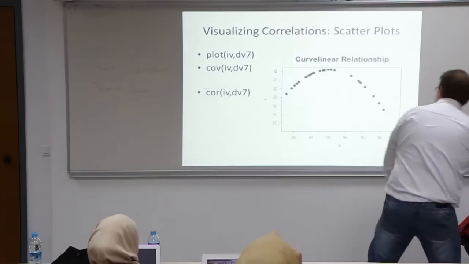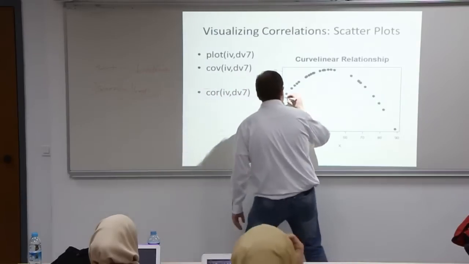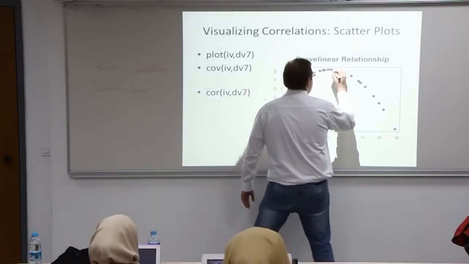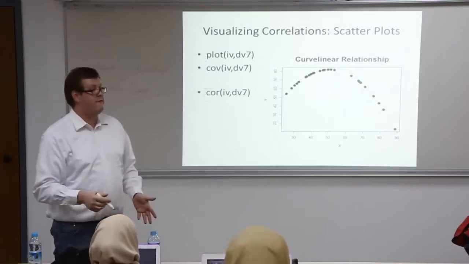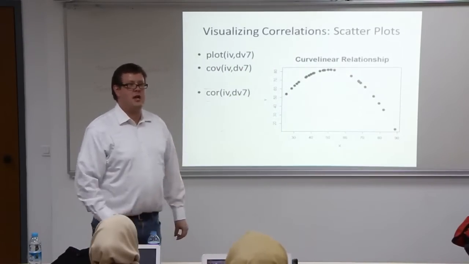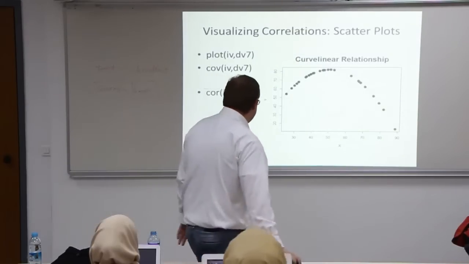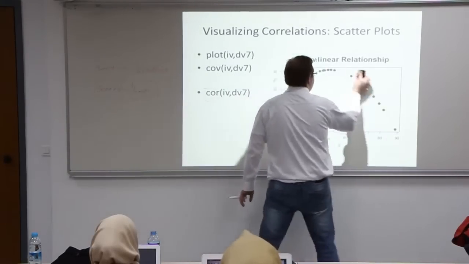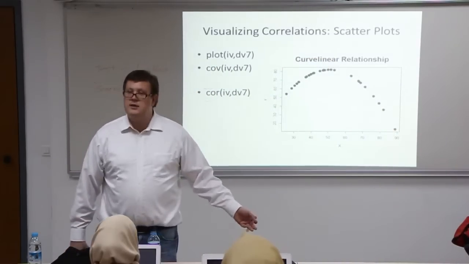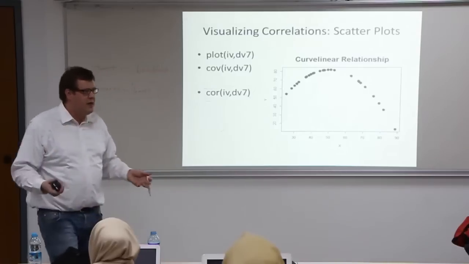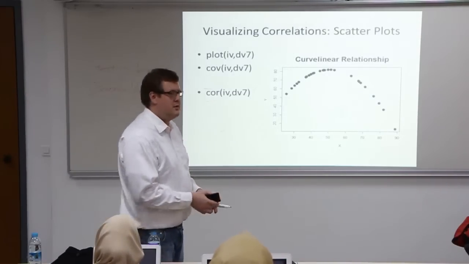If I knew what the function was, I actually do know what the function is, I could basically draw, not a line, but a curve that went through all of those data points perfectly, right smack in the middle. So there is a perfect curvilinear relationship. But the correlation isn't trying to find curvilinear relationships, it's trying to find linear relationships.